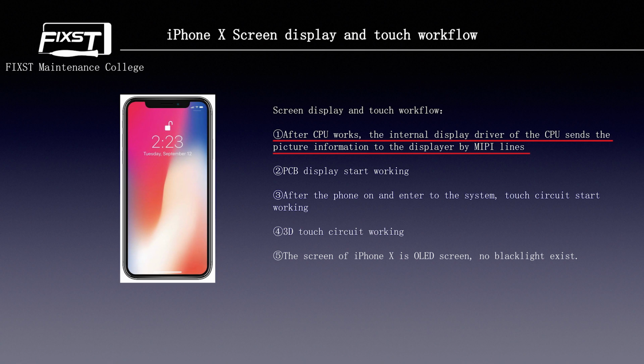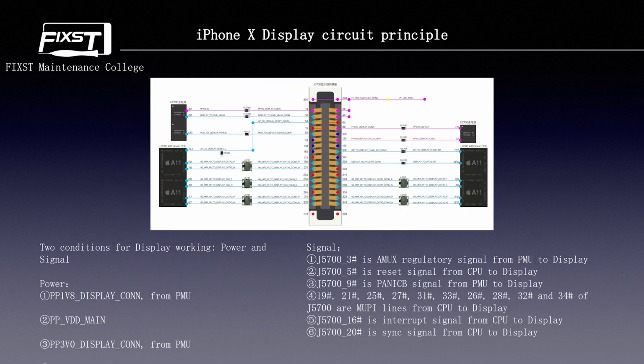Number 1. After the CPU boots, the internal display driver or the CPU sends the picture information to the display by MIPI lines. Number 2. PCB display starts working. Number 3. After the phone is on and enters the system, the touch circuit starts working. Number 4. 3D touch circuit working. And number 5. The screen of iPhone X is an OLED screen. No backlight exists.